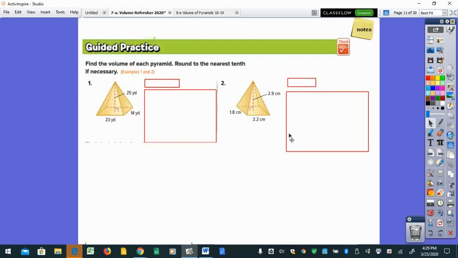At this point in time, I don't have a triangular one here. I'll have one on the worksheet, but see if you can do these 2 pyramids and come back and we'll see how you did.